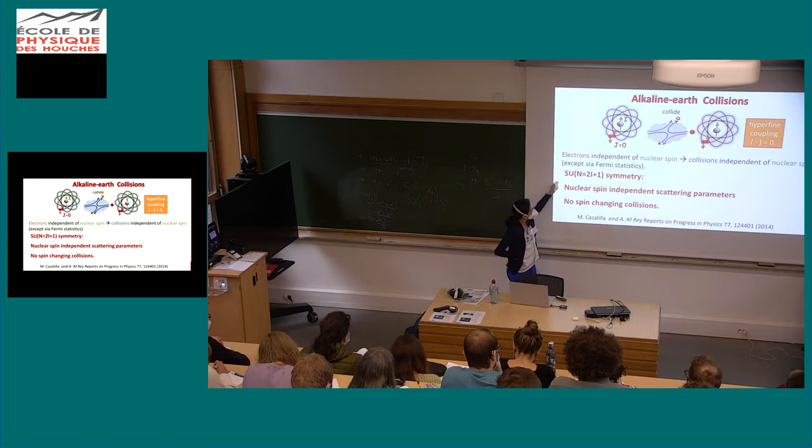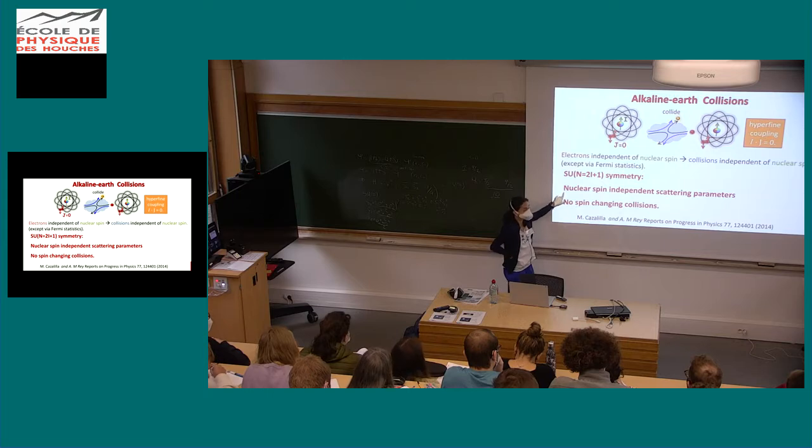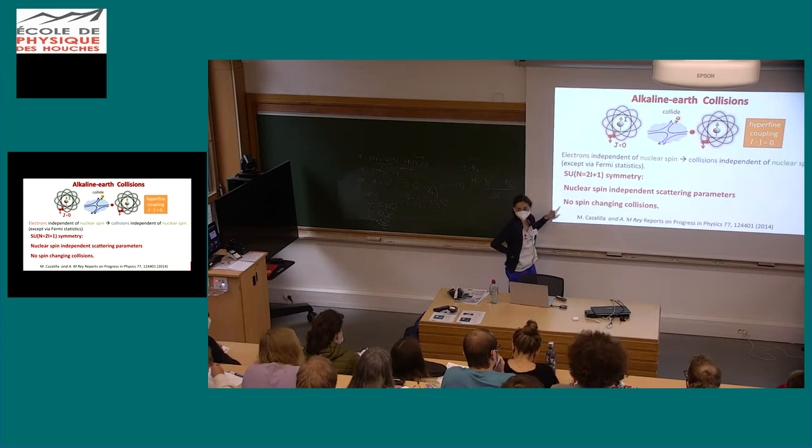And the remarkable consequence is a simplification: in that case, because the nuclear spins do not participate in the collisions, we have nuclear spin independent scattering lengths or scattering parameters. That's a very important simplification. And the other simplification is that I do not have spin changing collisions.